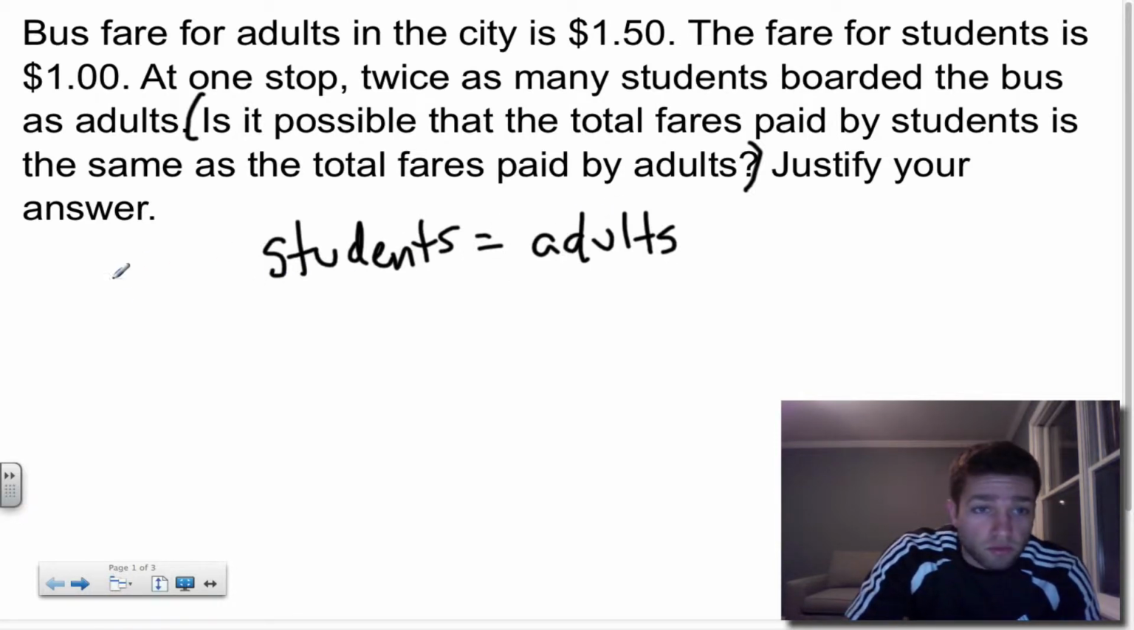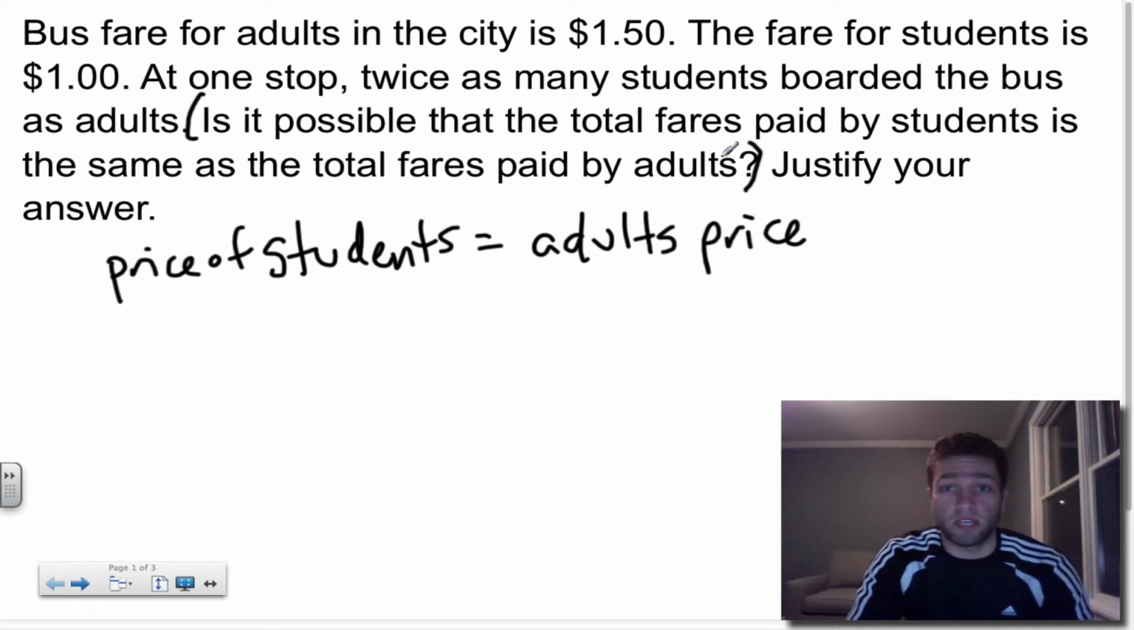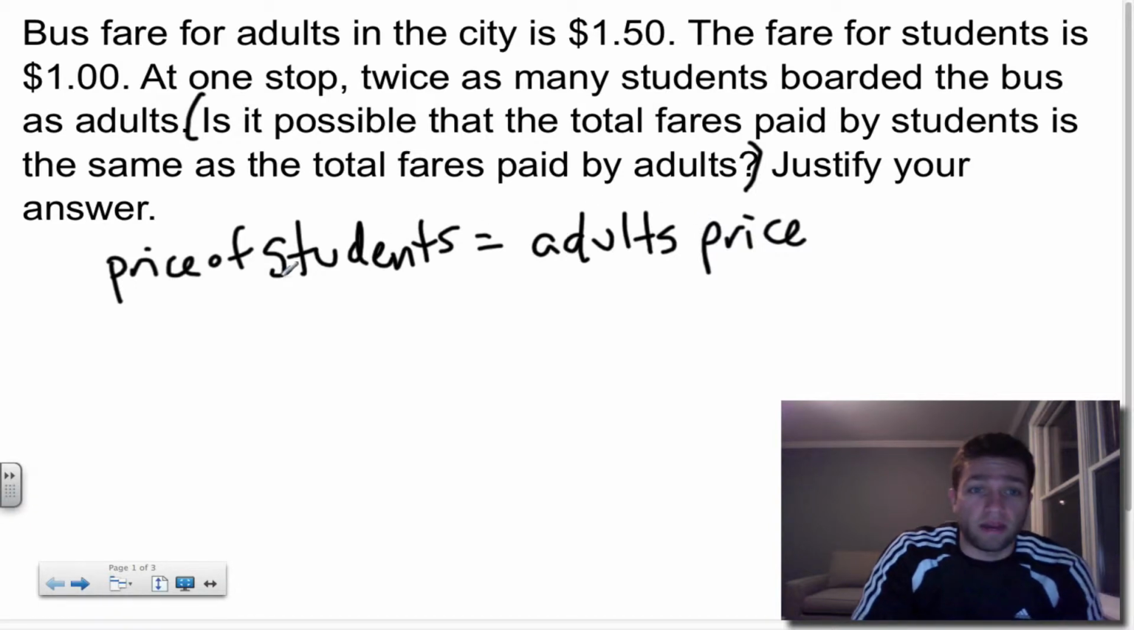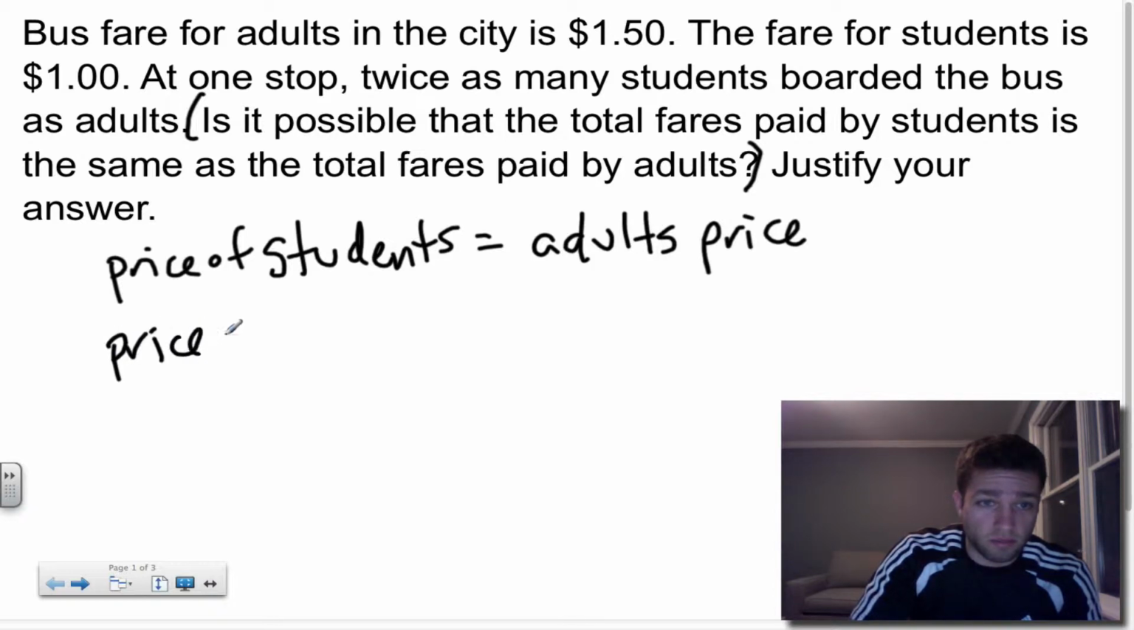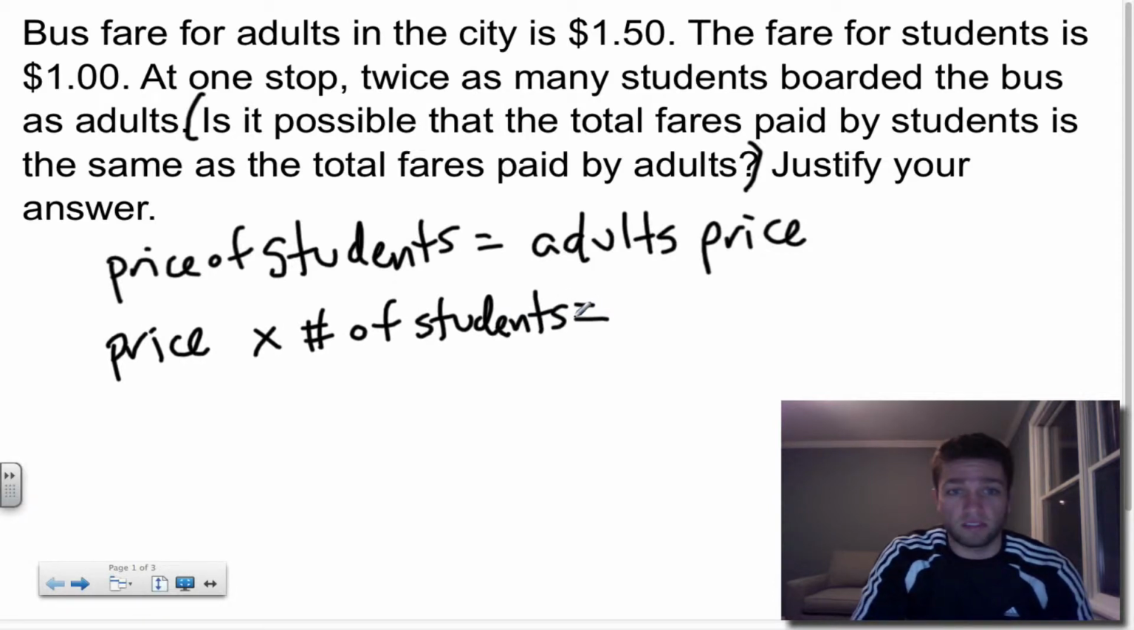Now, I should really say price of students and price of adults, because that's what we're comparing, the fare or the price for students and the price for adults. Now, how can you find the price of the students? Just in a very, very basic way, don't even go back and try to put in the numbers or variables yet, I'm going to multiply the price per ticket times the number of students, right? That's my very basic formula. Price times number of students.